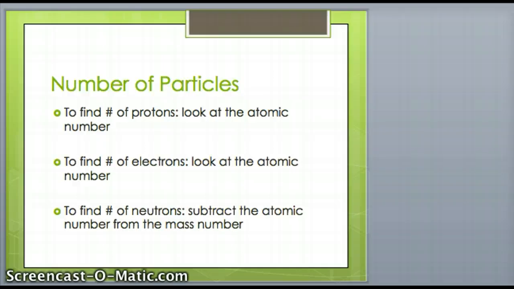All right, the number of particles. So to find the number of protons, look at the atomic number. To find the number of electrons, also look at the atomic number. To find the number of neutrons, subtract the atomic number from the mass number.